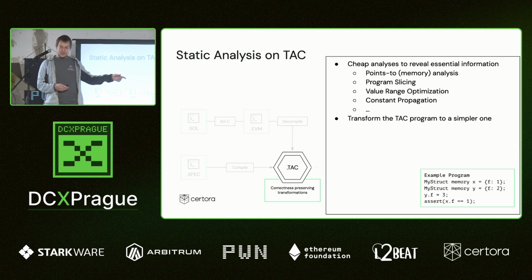And now, if this is the specification, this assertion, it basically means that you don't care about the variable y, and about operations related just to y. So you can just remove it from the program, you get something smaller, and then it's easier for the prover. So this is an example of the transformation simplifications that we do on the TAC representation.